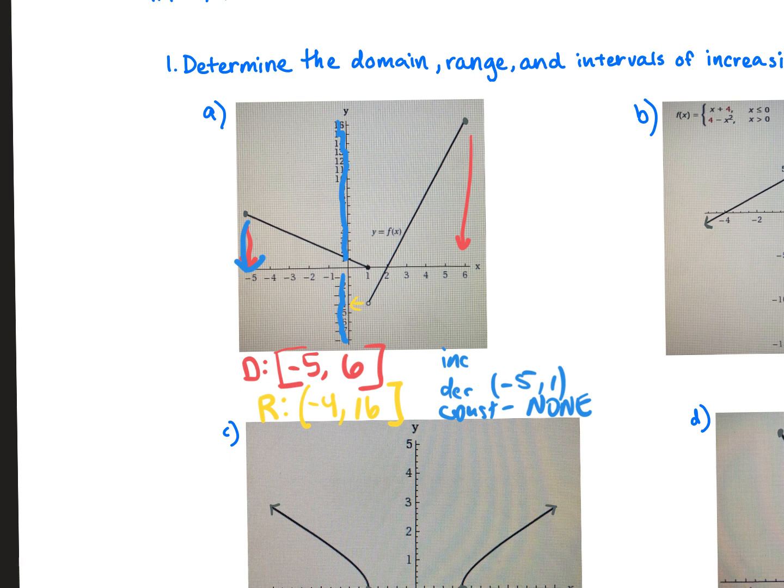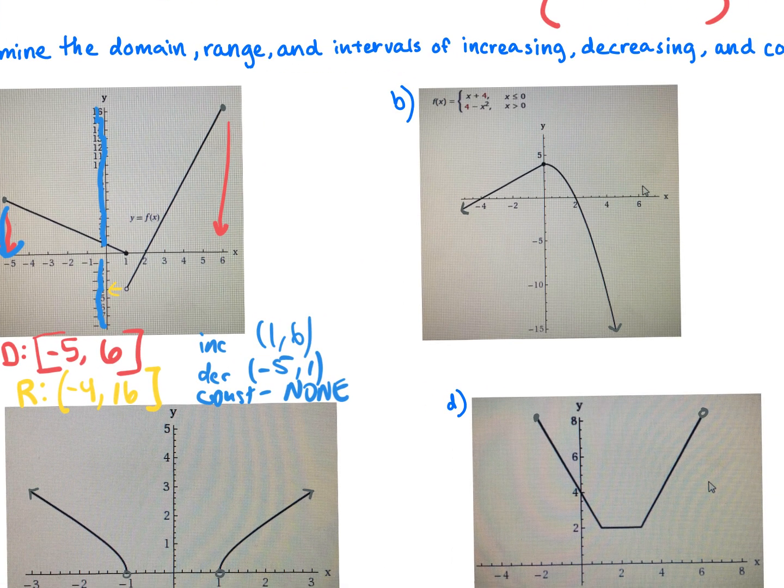And then what does it do? From 1 to 6. Perfect. Good job. Parentheses only. We don't use brackets because we can't decrease and increase simultaneously. Does that make sense, everybody? We okay? All right, let's do B. We're going to go through B a little quicker.